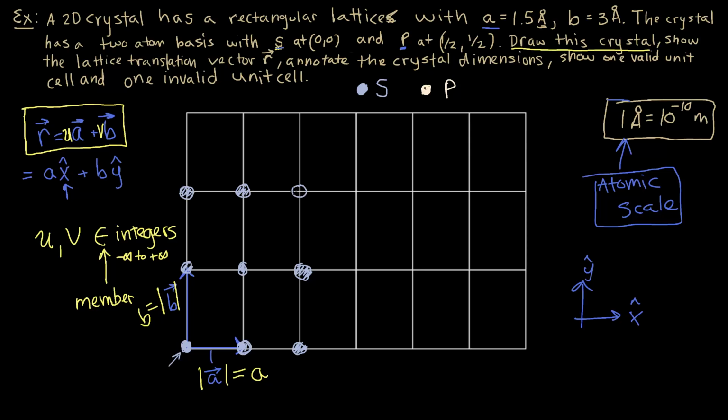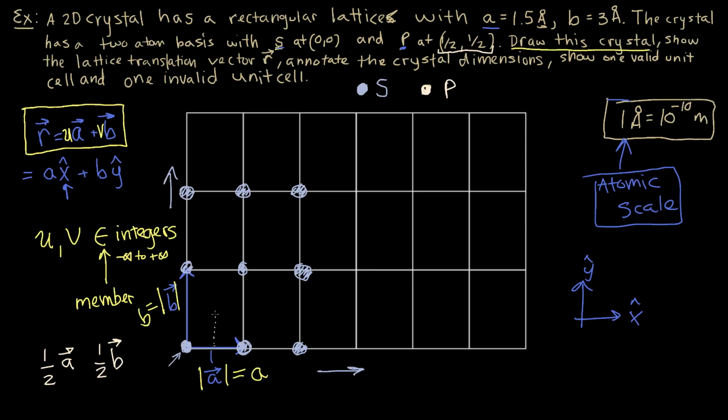For time, I'll just draw the 9, but we remember that this extends off in all directions on our 2D plane. The P atoms lie at 1/2, 1/2. The 1/2 is going to refer to 1/2 of A and 1/2 of B, the lattice translation vectors.